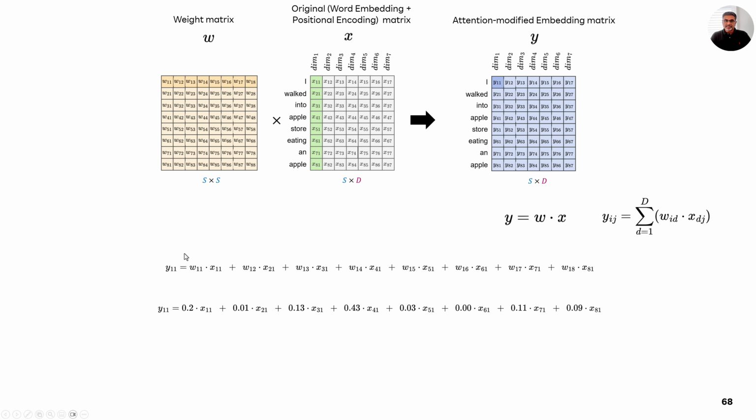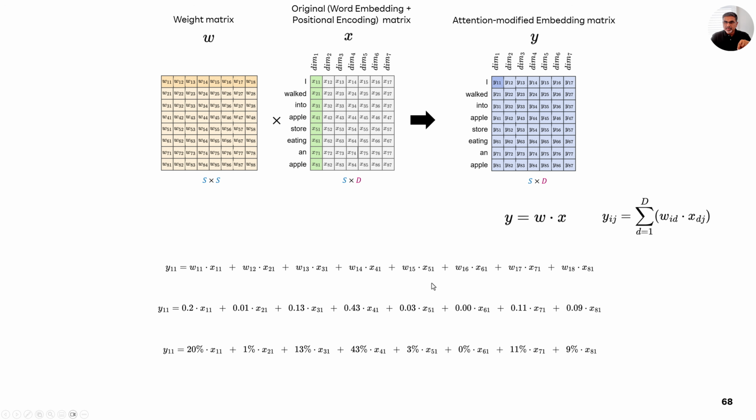But let's say after it's trained and you have the right values, let's say W11 is 0.2, W12 is 0.01, W13 is 0.13 and so on, right? These are the numbers. Let's assume that we treat them as percentages. Why we make them percentages, we'll see that shortly. But let's say they are percentages. Then what does it mean? What it means is that to calculate this value here, Y11, for this word, you're taking 20% of X11, 1% of X21, 13% of X31, and so on.